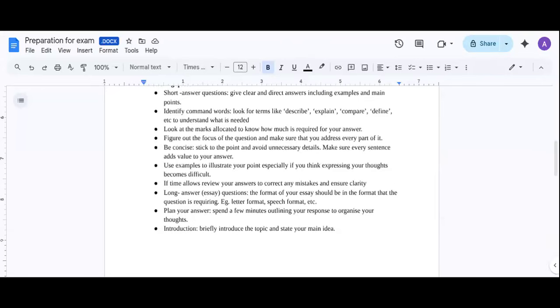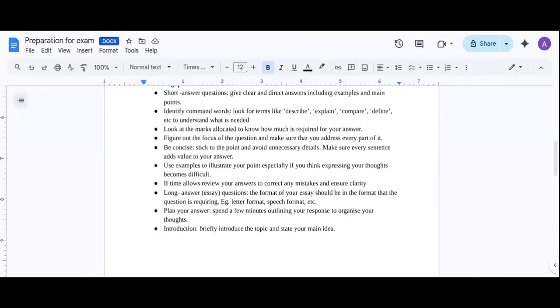You're reviewing your answers. You're ensuring that what you said is what is there, what you think it is. Don't second guess yourself unless it doesn't make sense at all. The next one, long answer or essay questions. The format of your essay should be in the format that the question is requiring. Example, letter format, speech format, etc. We would have spoken to that already.